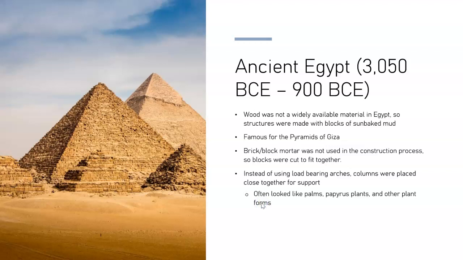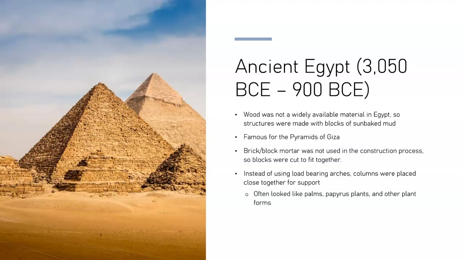So next, you have ancient Egypt, which was from 3050 BCE to 900 BCE. Obviously, wood was not a very available material in Egypt, so these structures were made of blocks of sun-baked mud. Egypt is famous for their pyramids of Giza. Brick and block mortar was not used during this time, so these blocks had to be precisely cut to fit together. And just standard columns were used to support loads because load bearing arches had not yet been developed.